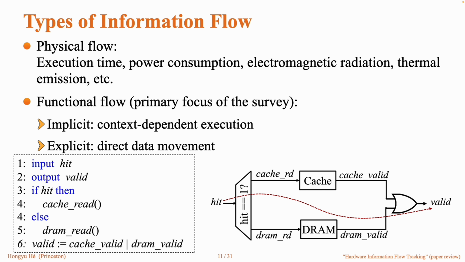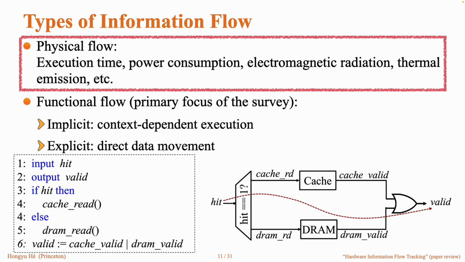I will talk about that on the next slide, but for the physical flow here, we have this quintessential example of cache access and DRAM access depending on this condition. So basically, by selecting different routes, you can actually have different timing perspective. This is leaking the information to the valid signal implicitly.